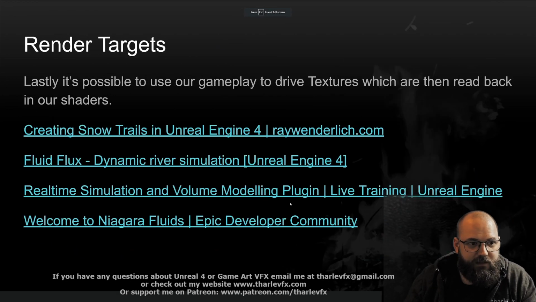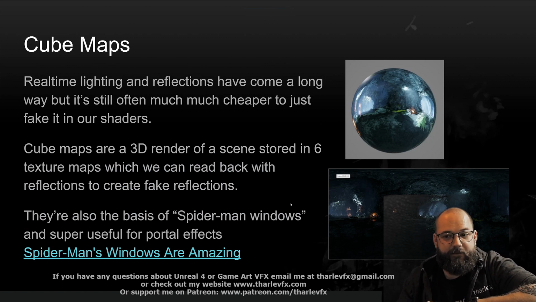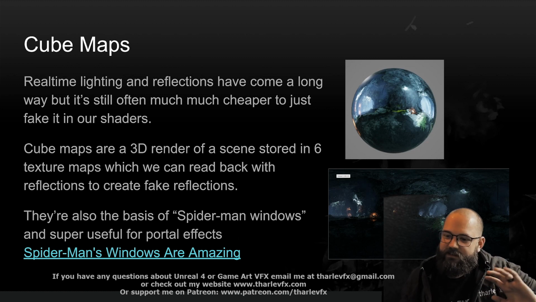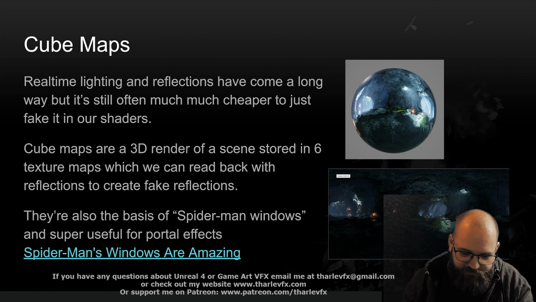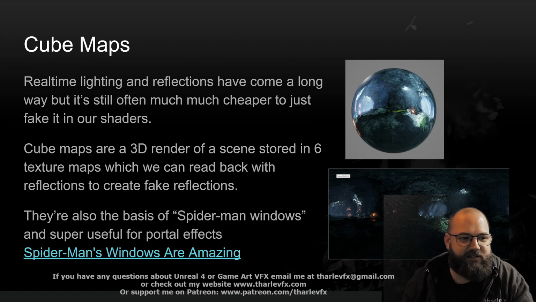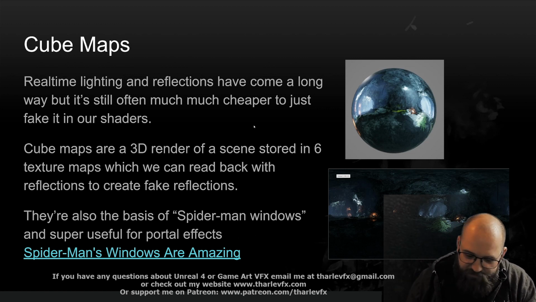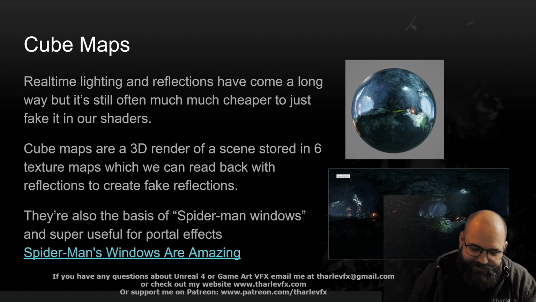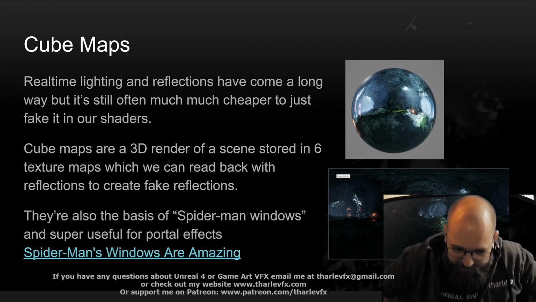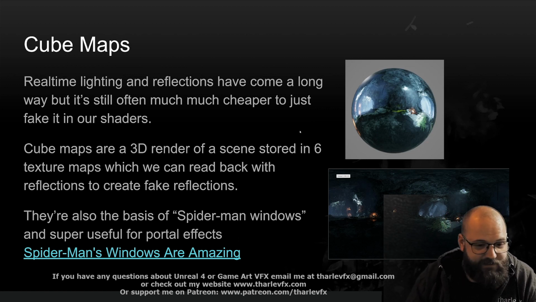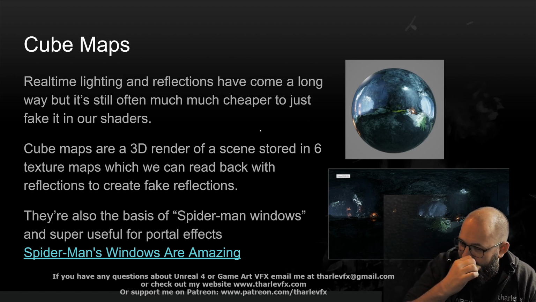And then last one, or last couple, cube maps. So this is a way of representing an environment, or a 3D space, in a 2D texture. So real-time reflections, a bit of a holy grail, so expensive to do. Starting to get there. Now we get real-time path tracing, but again, not necessarily going to be on every platform. And so a lot of the time it's just cheaper to fake it. It's what we've been doing for years. It works, and you can get much more optimal results.